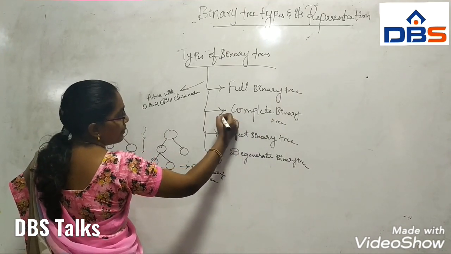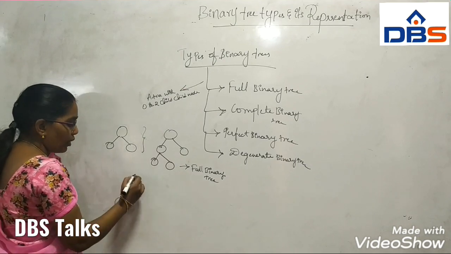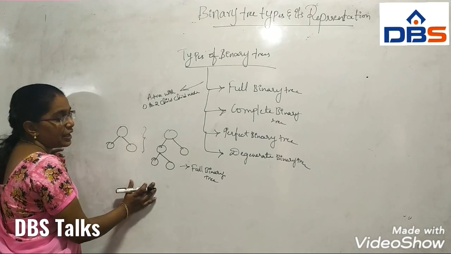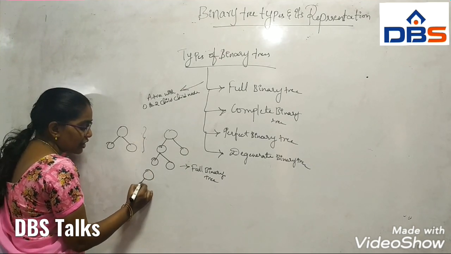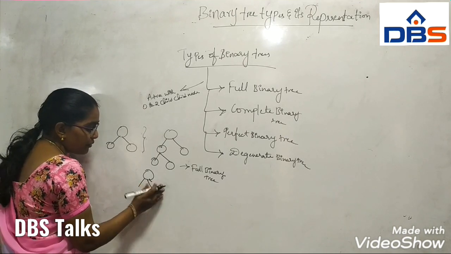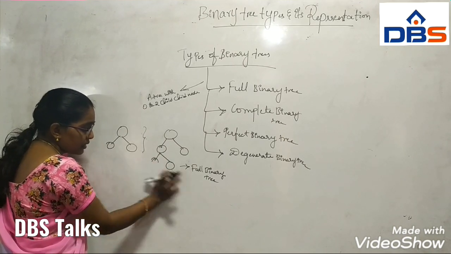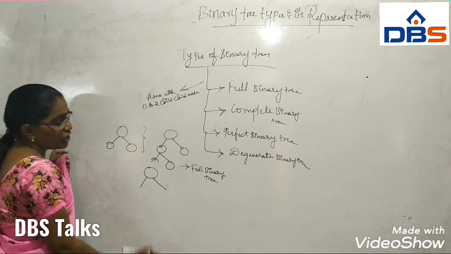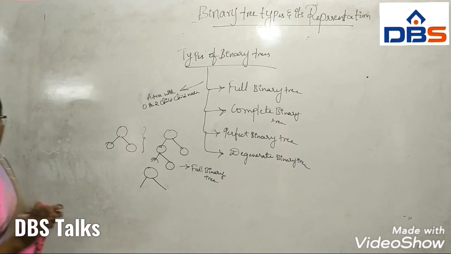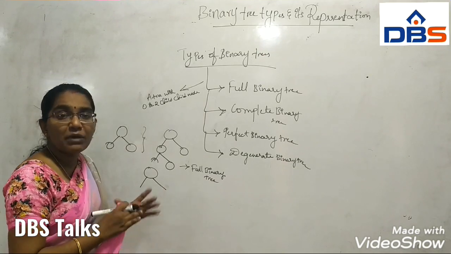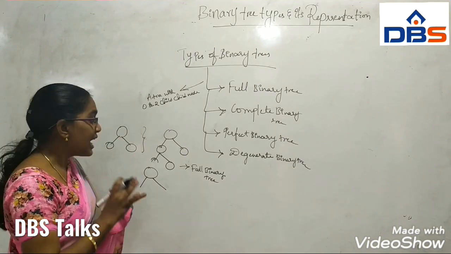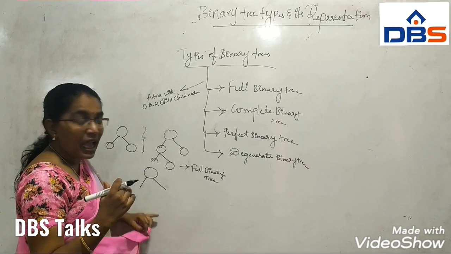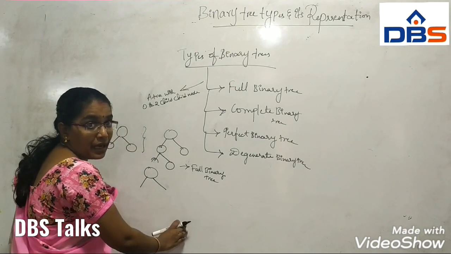Next one, the complete binary tree. What is the complete binary tree? Each internal node must be filled with 2 child nodes, except the leaf nodes, as it is processed from left to right.